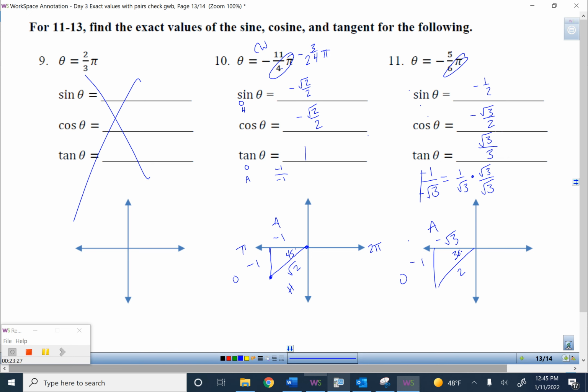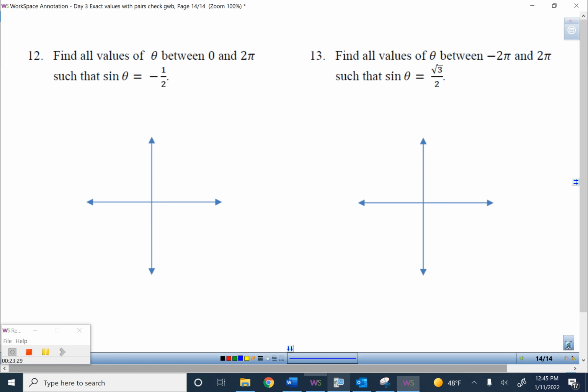The only other thing we need to talk about today is going the other direction. Okay, so sometimes these are more challenging, but we just have to make sure we're reading all of the instructions to be clear on what it's asking for. It says find all values of theta. That means solve for the angle. Okay, and it says between 0 and 2 pi, so that means solve for the angle in radians rather than degrees.